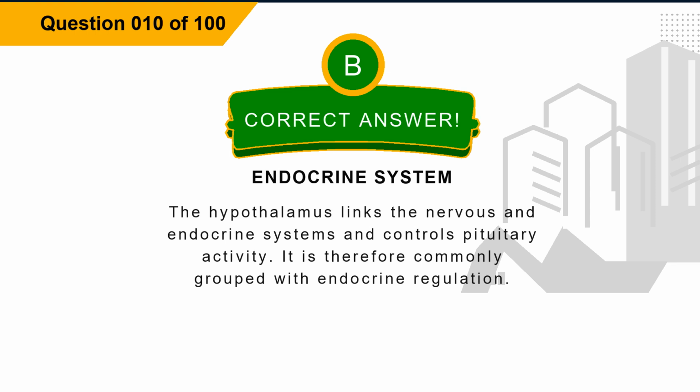Endocrine system. Explanation. The hypothalamus links the nervous and endocrine systems and controls pituitary activity. It is therefore commonly grouped with endocrine regulation.